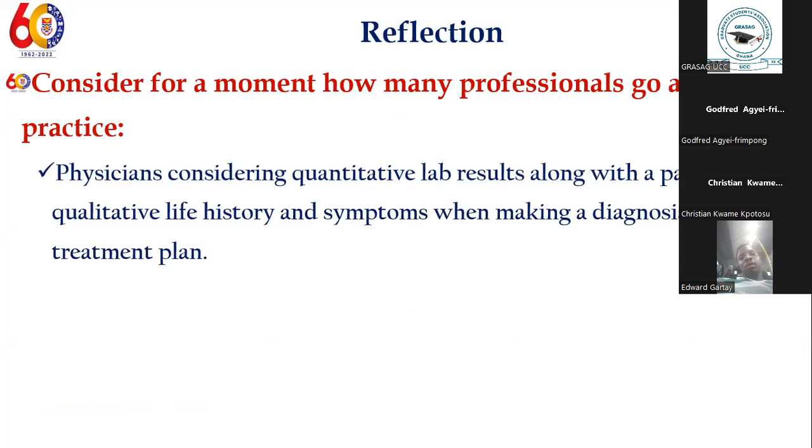One, you will see that physicians will consider quantitative lab results, okay? And in considering these lab results, they might go alongside with a patient's qualitative life history and maybe symptoms about a particular disease that they have diagnosed, and that will inform the kind of treatment they will give to the person. So someone like a diabetic patient, even after diagnosis, you would want to observe the person throughout some time, and that observation might come not in the form of quantitative lab results, okay, but through what? Your interaction with the person day to day. You see, something like this, you need two forms of data.